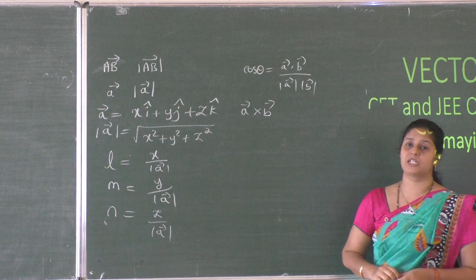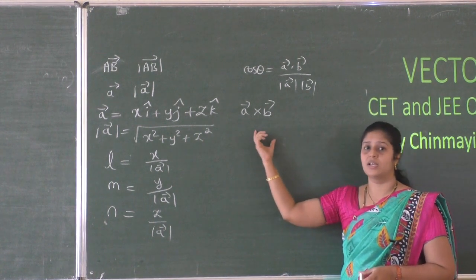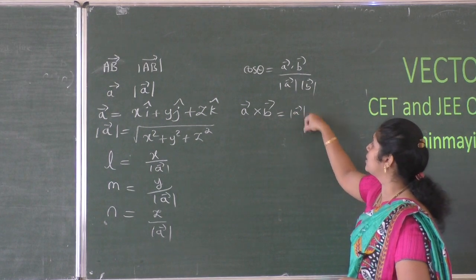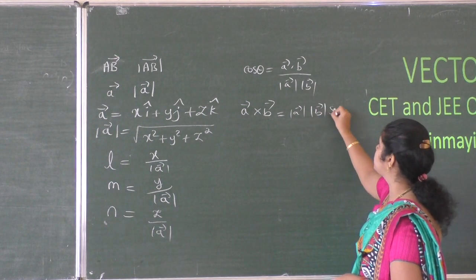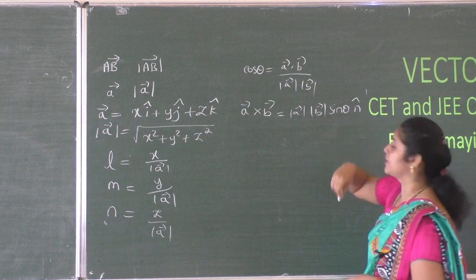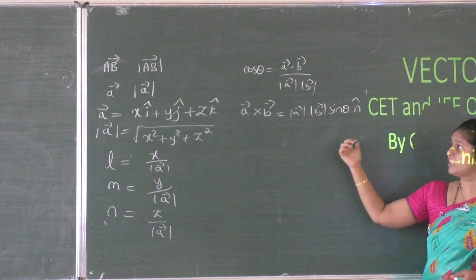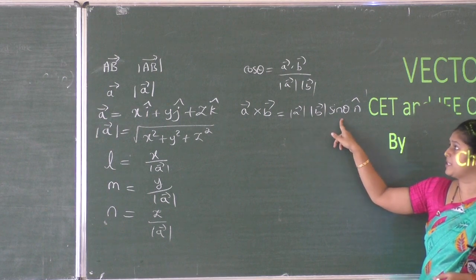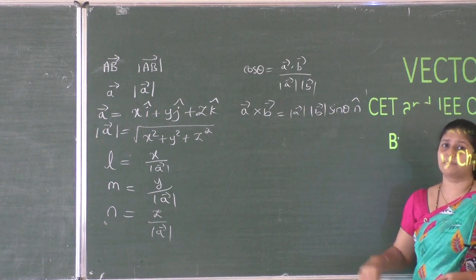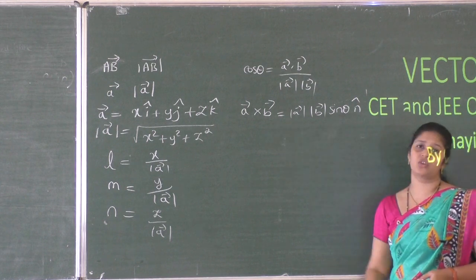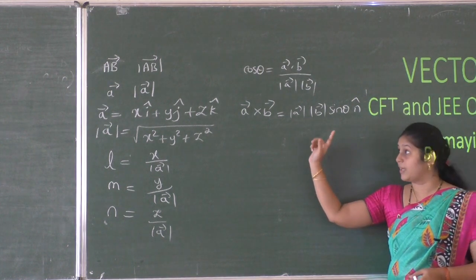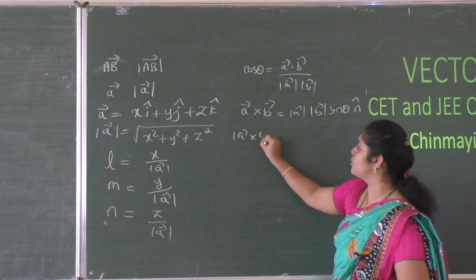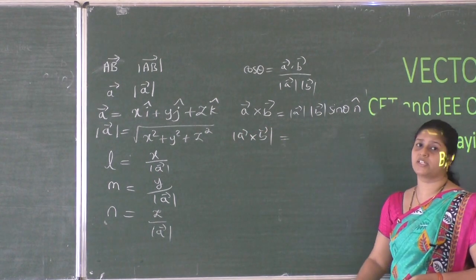So this is another type of multiplication. If you are taking two vectors, then we can multiply vector A cross vector B: magnitude of vector A, magnitude of vector B, sin theta, into n cap, and it is a vector. Magnitude of vector A, magnitude of vector B, sin theta is a number, then n cap is a vector. So vector A cross vector B is a vector by definition, and most of the time we will use this. What is the magnitude of vector A cross vector B?